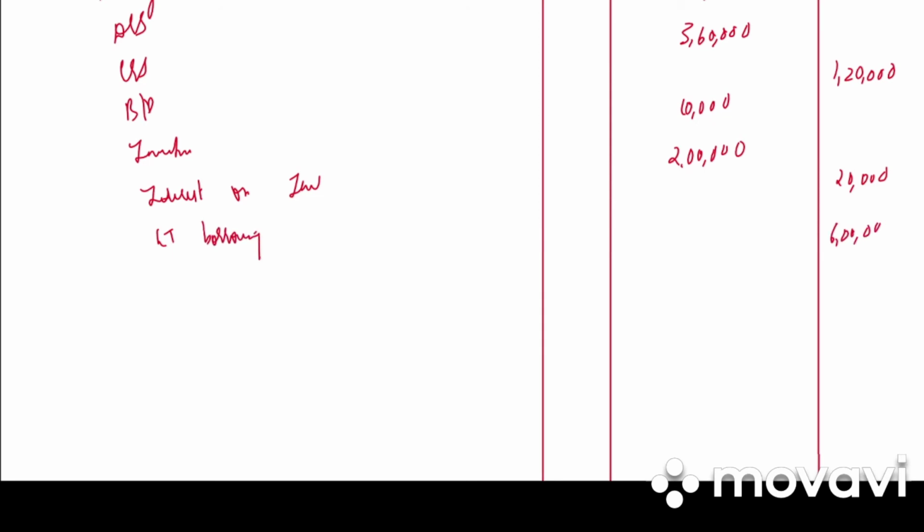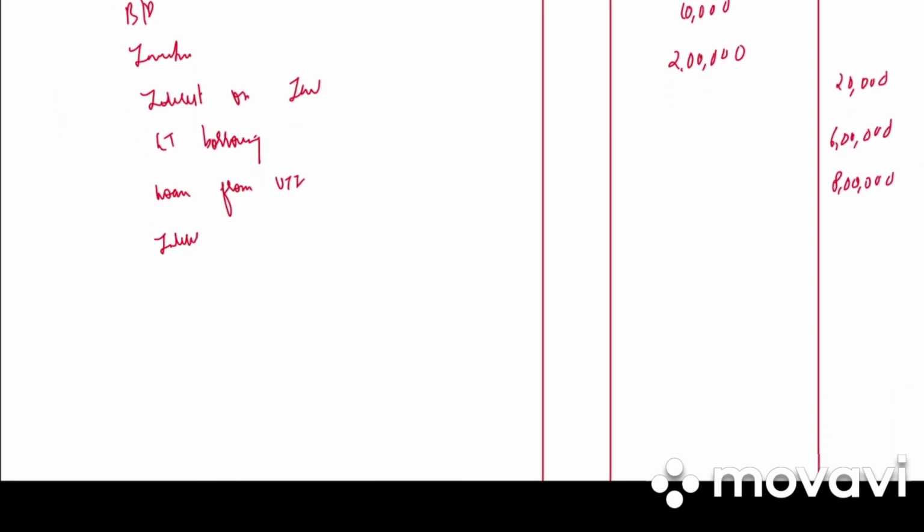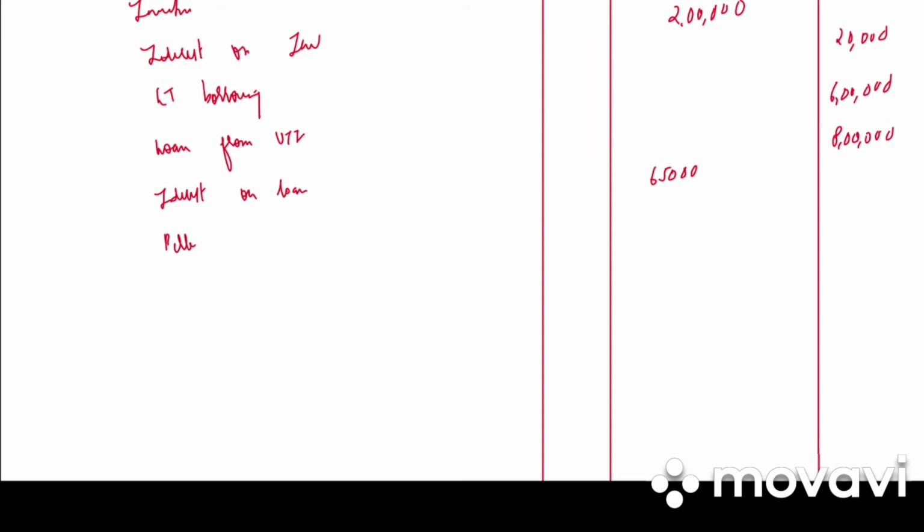Long term borrowing 6 lakh. Loan from UTI 8 lakh. Interest on loan 65,000. Petty cash account 400. Bank balance 34,600.